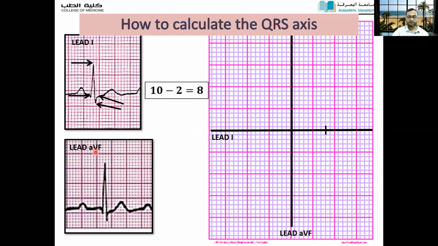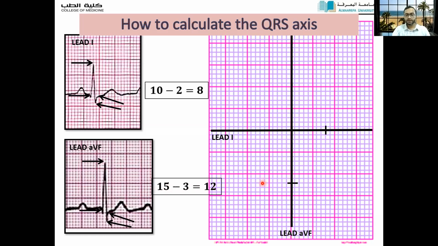Let's count for AVF. Similarly, positive component, negative component. We have 15 positive components here, the taller R wave, and 3 negative components. So again, the result is positive, that is 12. And as I told you, in AVF the positive components are below. I had to count 12 small squares here and mark it. So this is the marking I have done for 12 small squares positive on AVF.